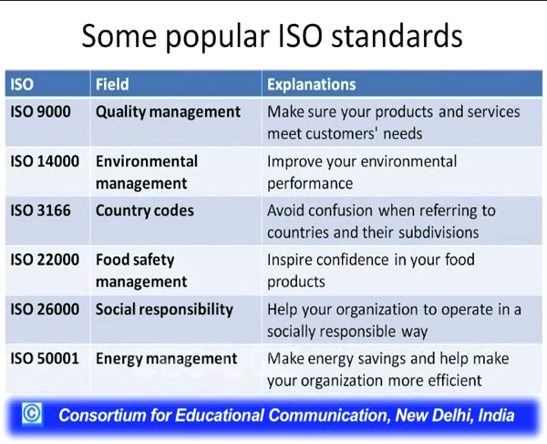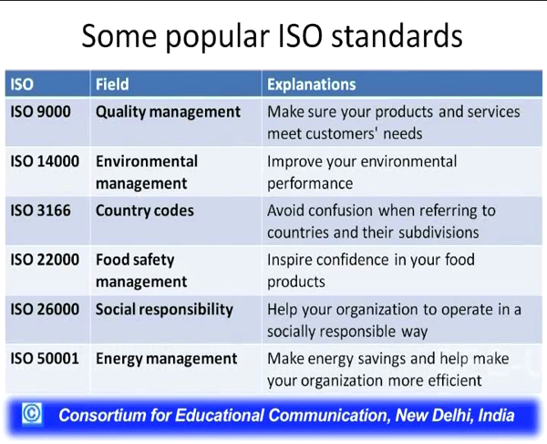One of the very important ISOs is ISO 9000. It belongs to the field known as quality management. And what does it do actually? It makes sure your products and services meet the customer's needs. The next one is ISO 14000, which belongs to the environmental management sector. It explains whether that particular organization is taking care of the environment presently and will take care of the environment in future or not.